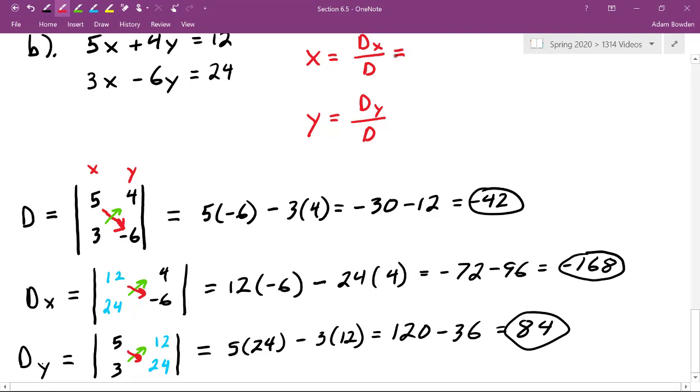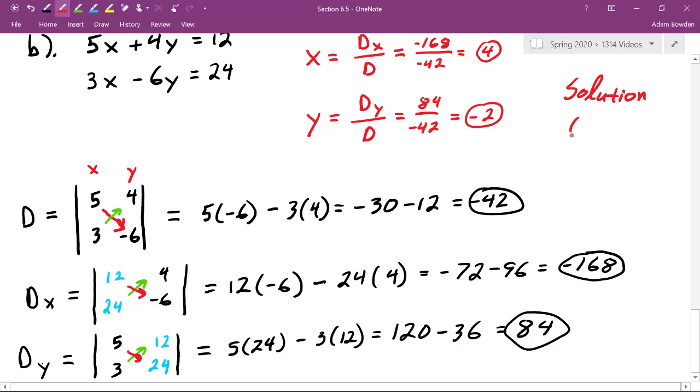So now x is going to be equal to dx over d, so negative 168 divided by negative 42. And that's equal to positive 4. y is going to equal 84 divided by negative 42. And that's going to equal negative 2. So our solution here for x and y would be 4, negative 2.